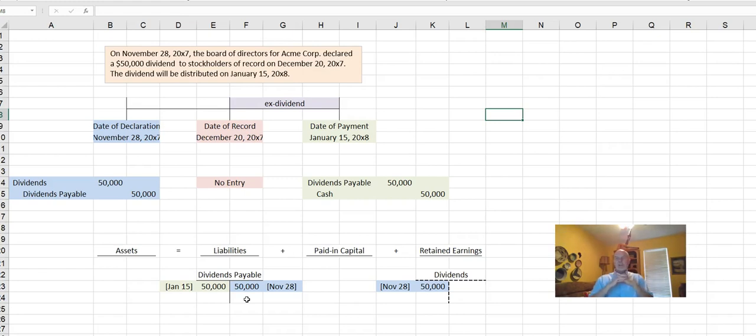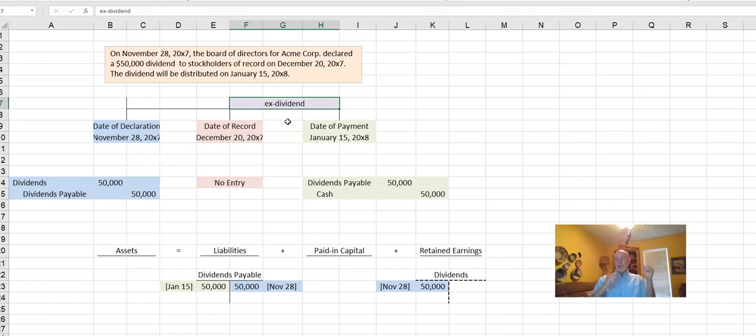The next date is called the date of record, and that's just the day when all the names and addresses are gathered together as to who's going to get the dividend. So if you purchase the stock between the date of declaration and the date of record, that means that you are going to own the stock on the date of record, so you'll be getting the dividend. If you purchase the stock after the date of record, that means you are purchasing it ex-dividend, without the dividend.